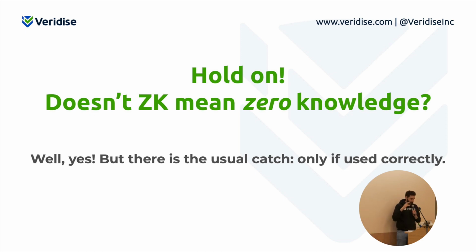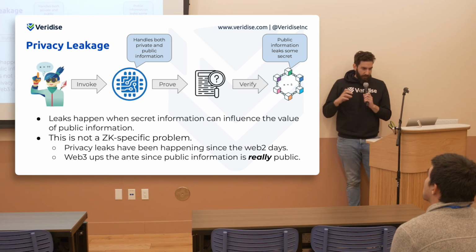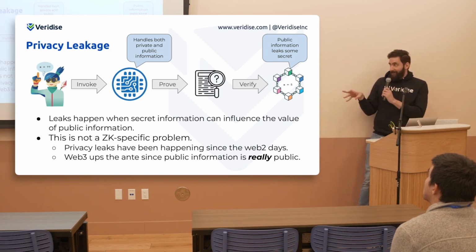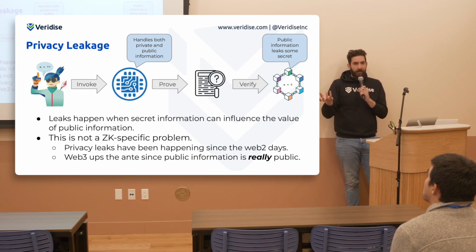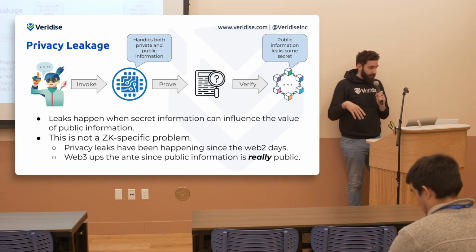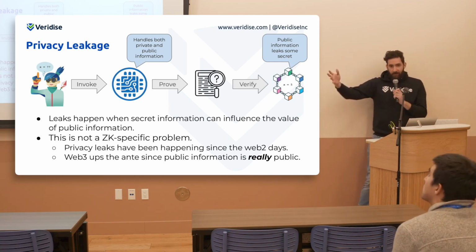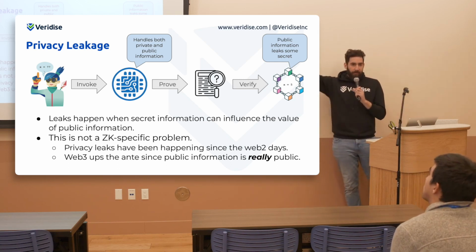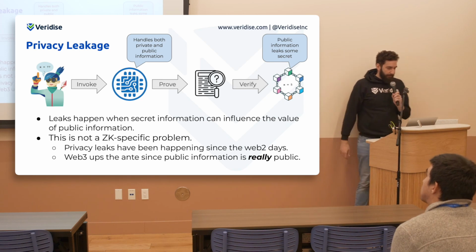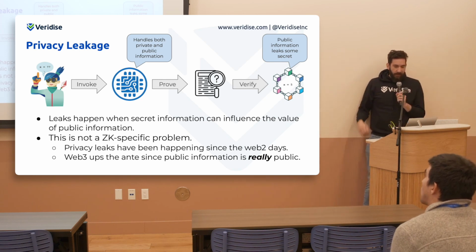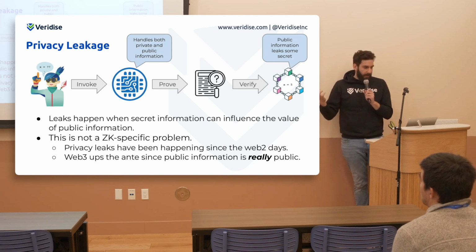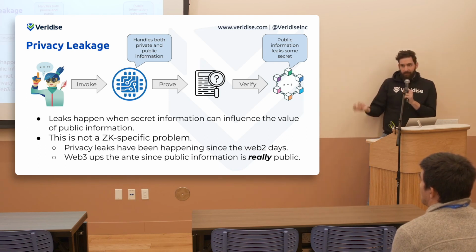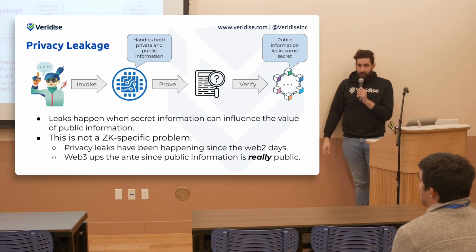But on a high level, when do privacy leakages happen? As John mentioned earlier, our circuits are going to handle both public and private information, and eventually the public information will be posted on chain. So a leak happens when the value of a secret can influence the value of public information that is eventually posted on the blockchain.